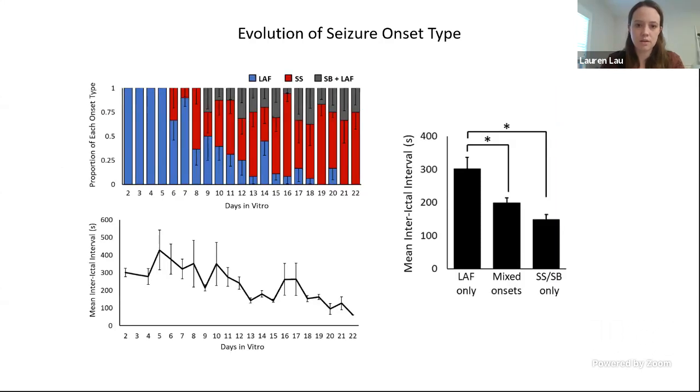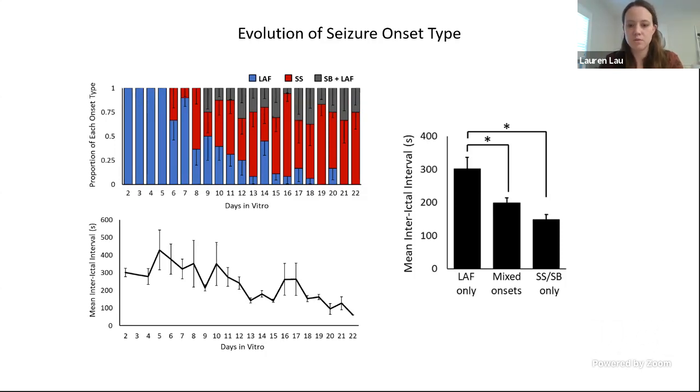And the sentinel spike and spike burst seizures, at least in this model, seem to correlate with the more mature seizure phenotypes, the more severe occurrence of seizures. So this is the quantification of the mean interictal interval. As I showed before, frequency of seizures increases in this model. So in the later days, we have a shorter interictal interval, and this correlates with having a higher proportion of sentinel spike or spike burst onset seizures.